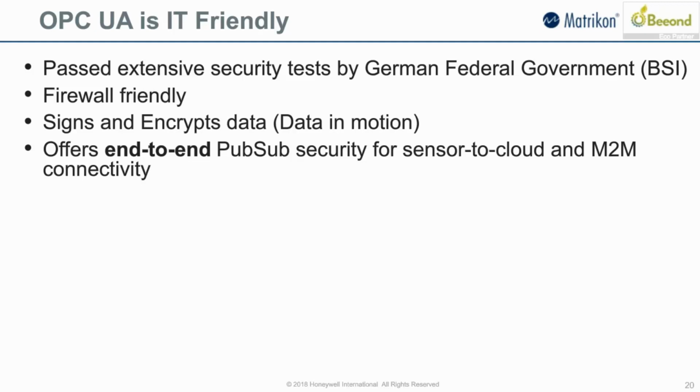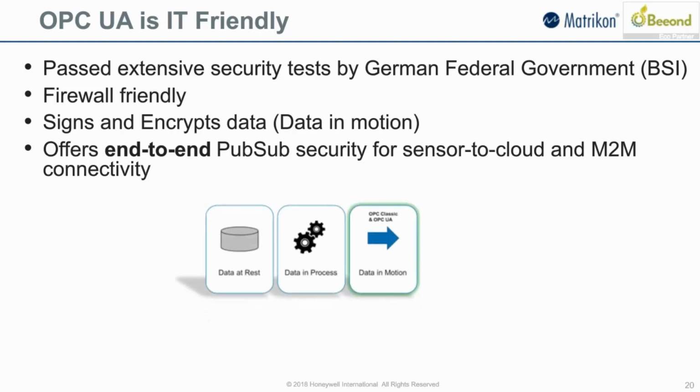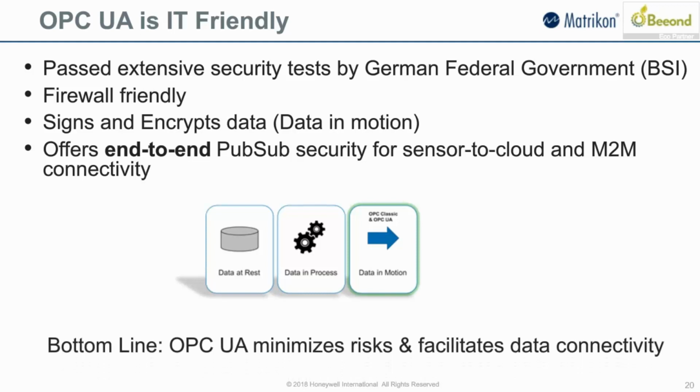So we talk about security for data. We talk about data at rest, in process, or in motion. Those are the three states that data has. And OPC UA is primarily and specifically focused on data in motion. So how do you protect the data in motion, but also how do you start that conversation? That's what it's focused on. So with OPC UA, you're minimizing your risks while facilitating the connectivity.